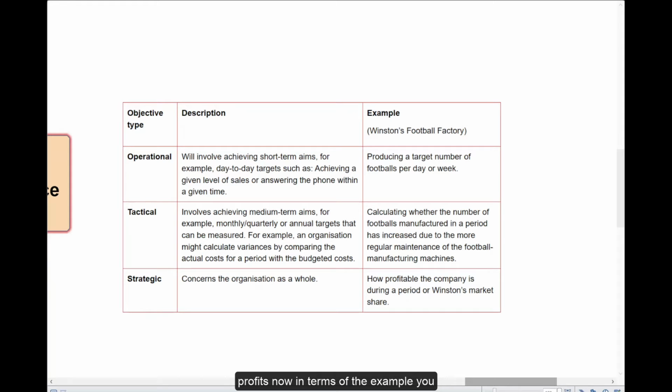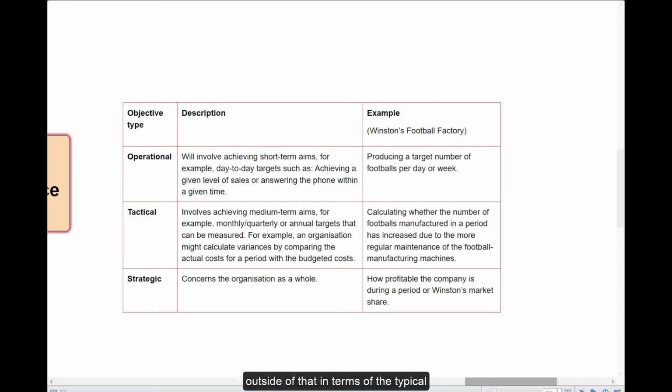Now, in terms of the example, it suggests calculating whether the number of footballs manufactured in a period has increased because we've put more time and effort into machine maintenance. So again, it's all in the tactical area. In terms of strategic, as we said up top, this is about the broad, five to ten years or thereabouts. This is broad direction, high-end C-suite stuff.